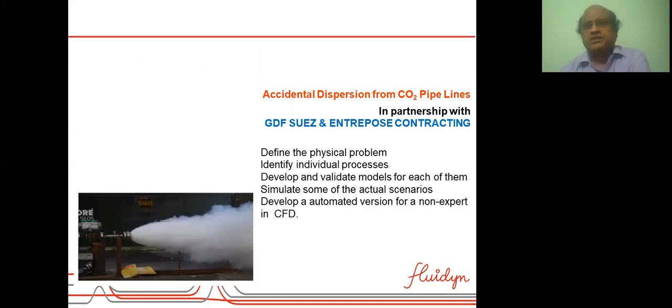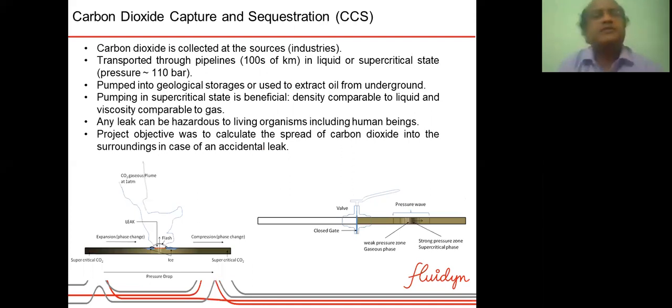So I would like to give an example of a problem which is of practical interest. Now climate change is a big issue, and the main culprit is said to be carbon dioxide. A few years back, an idea was proposed, which is called carbon capture and sequestration. Please refer to the Wikipedia page of carbon capture and sequestration. People thought that carbon dioxide should be collected at the sources like industries or power plants, and then transported through pipelines, hundreds of kilometers of pipeline, in a supercritical state.